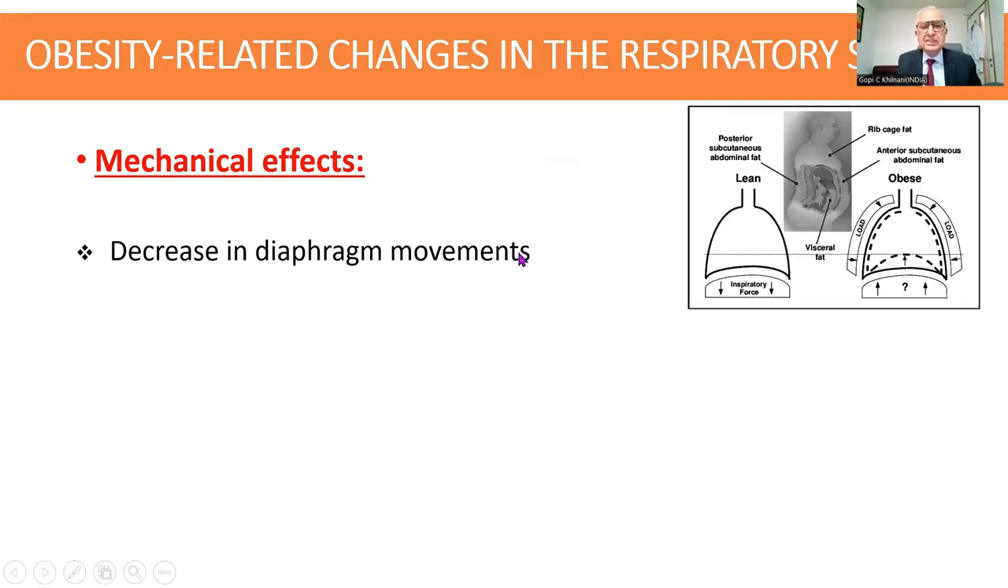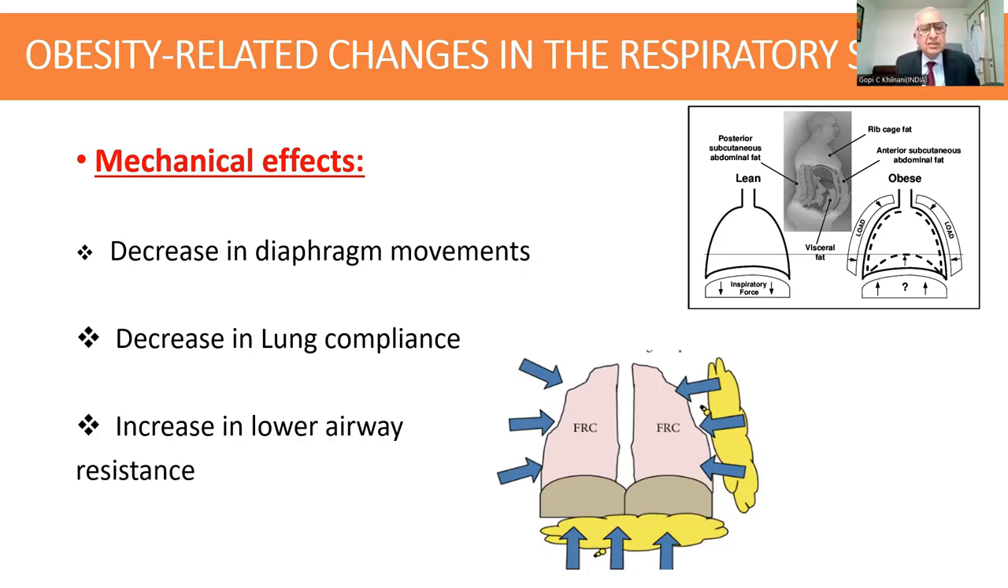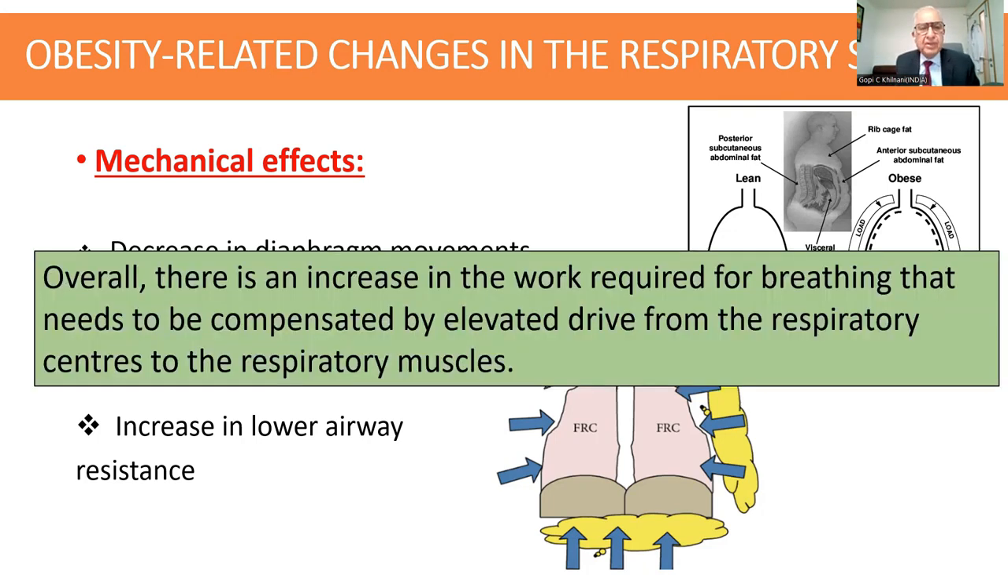There's a decrease in the diaphragmatic movement, a decrease in the lung compliance, and a decrease in the FRC. You can see a lot of fat in the chest wall. There's fat below the diaphragm, and this leads to a decrease in the lung compliance and an increase in the lower airway resistance. Overall, there's an increase in the work of breathing, which needs to be compensated by elevated drive in the respiratory centers and respiratory muscles.